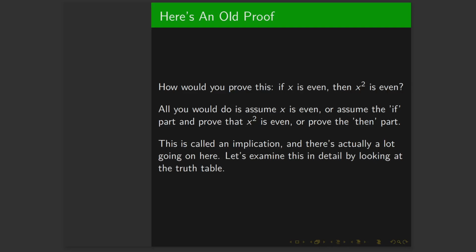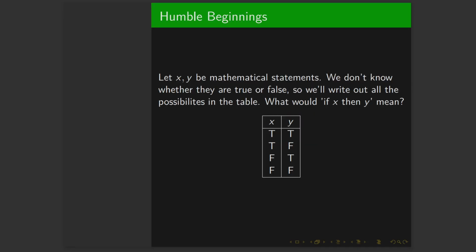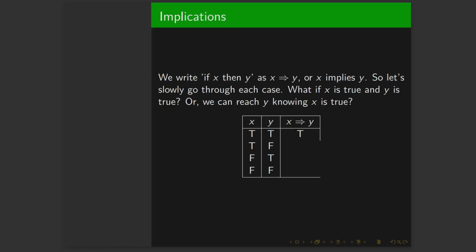If something is true, then something else is true. Well, we assume the if, and then try to prove the then. And once again, our best friend truth tables are here. So let x and y be mathematical statements. We don't know whether they're true or false. So we'll write out all the possible values in the table. Then what would if x, then y actually mean? Don't worry about the table being unfinished because we're slowly going to fill it in.